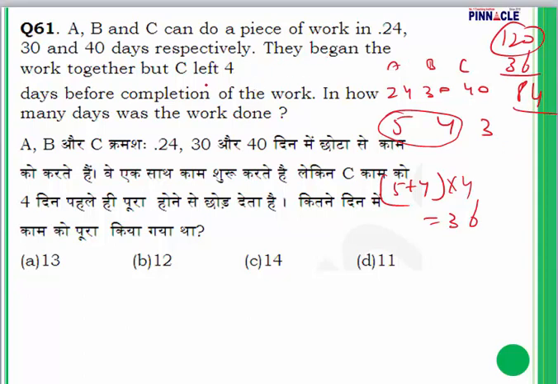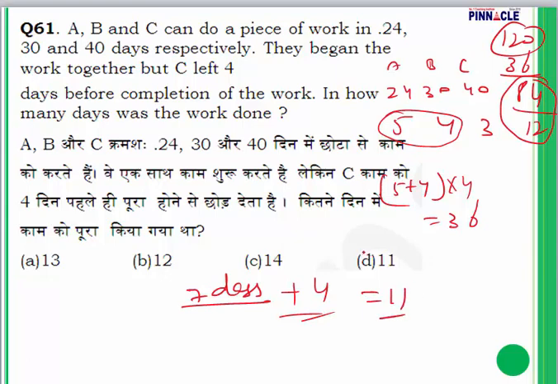It means A, B, C, their one day work is 5 plus 4, 9 plus 3, 12. It means 84 by 12, that is 7 days they have worked together, and 4 days A and B worked. So total time, in how many days was the work done? 7 plus 4, that is 11 days. D is the answer. In 11 days the entire work was completed.